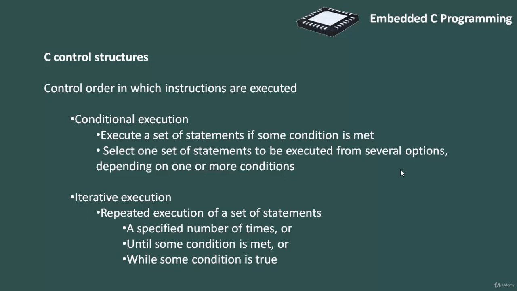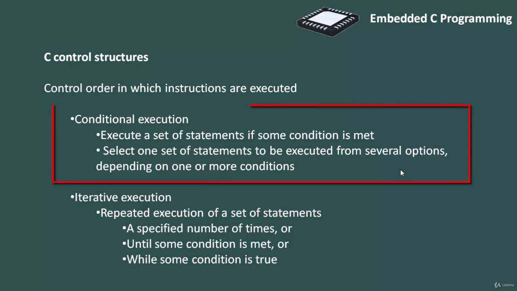Hi and welcome back. In this video I will tell you about C control structures. C control structures are used to control the order in which the instructions get executed. There are mainly two execution types: conditional execution and iterative execution.